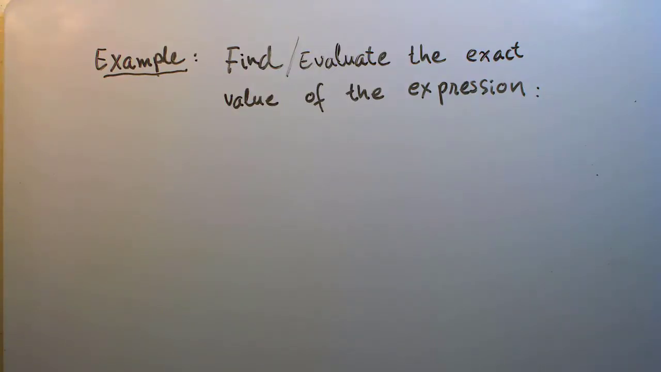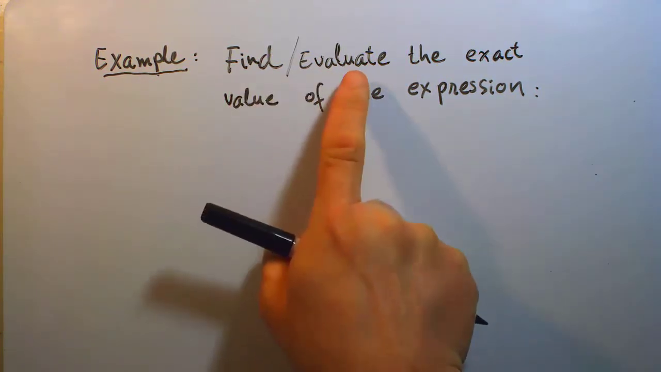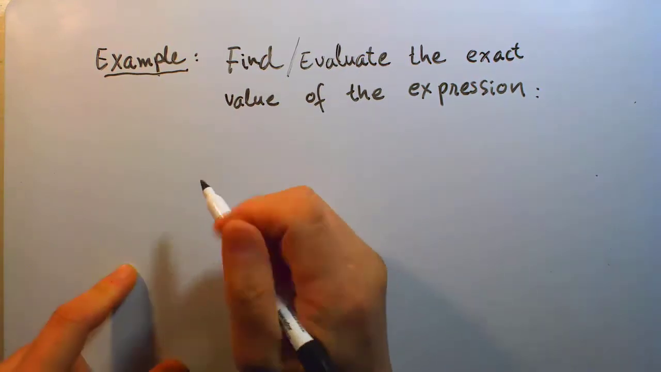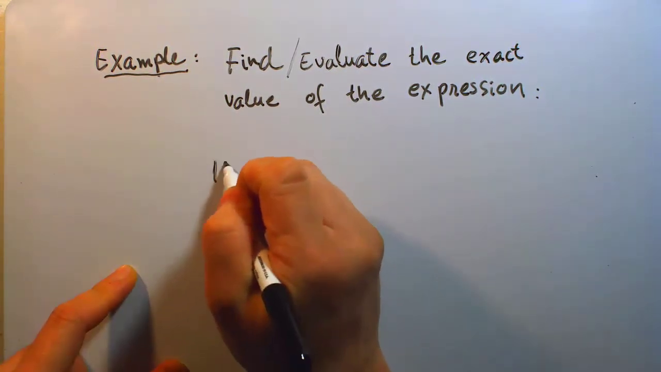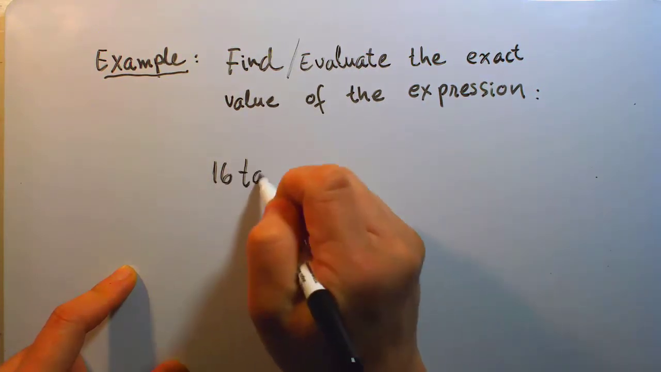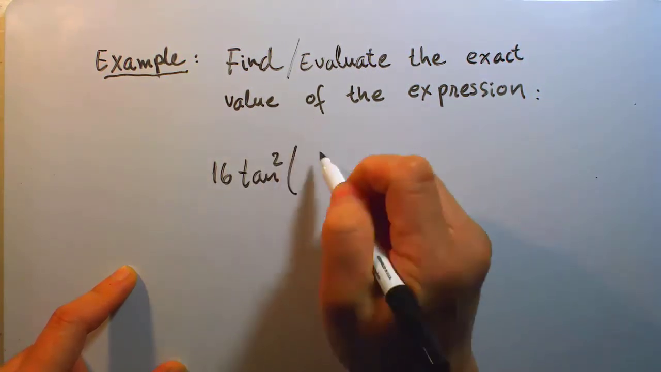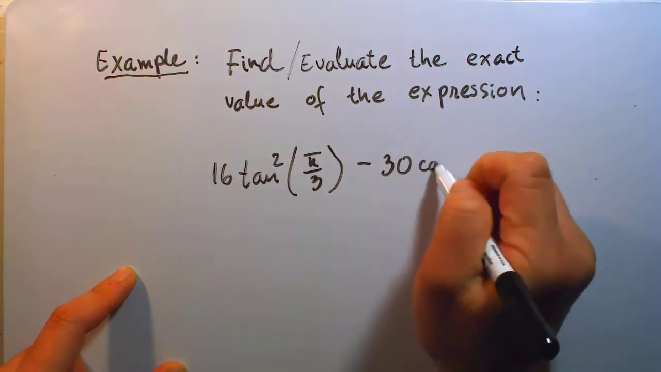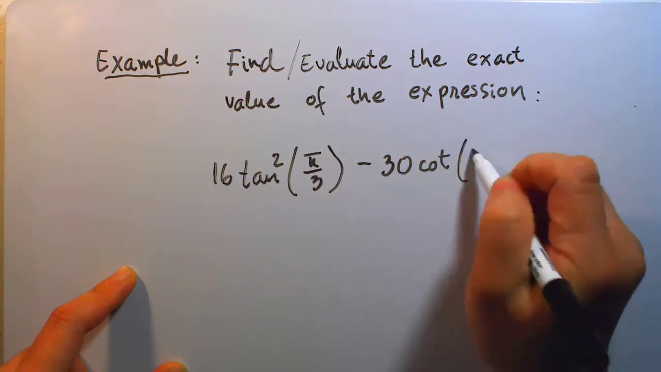All right, so let's now do a couple of different types of examples once we have learned about all the 6 basic trig functions. One type of example here is that we want to find or evaluate the exact value of the expression. The expression I have here is going to be 16 tangent squared of pi over 3 minus 30 cotangent of pi over 3.